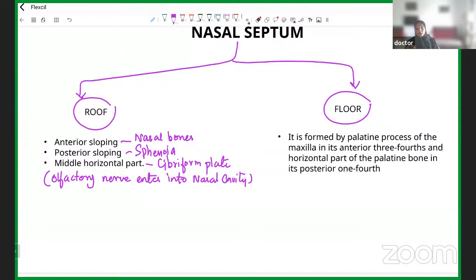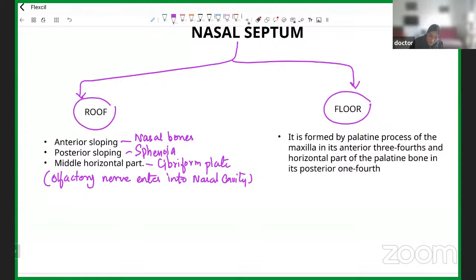Coming to the floor part, it is formed by the palatine process. So just imagine this is your nasal septum. The roof, you have told, has the anterior sloping, posterior sloping, and middle horizontal parts. Right? The floor is formed by the palate. So if you open your mouth, the structure just below your nose is the palate, right? So it is formed by the palatine process of the maxilla.